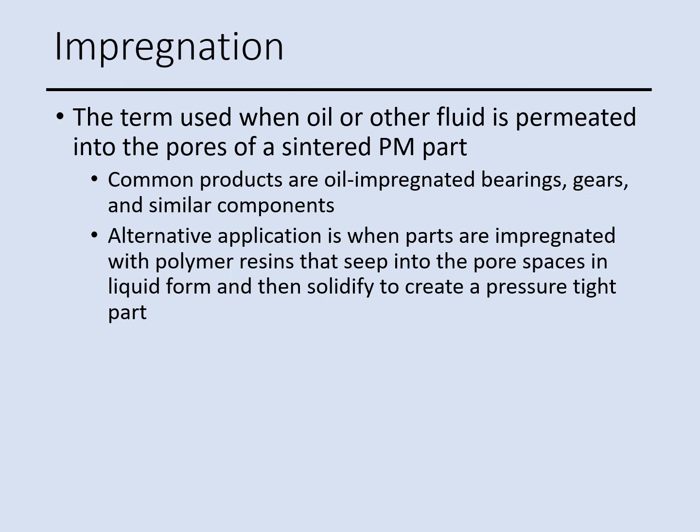In impregnation, we can use oil or another fluid like a polymer that is going to be permeated into the pores of the sintered powder metallurgy part. Some of the examples that use impregnation to improve their performance are gears or bearings. When you have oil in the bearings or gears, their efficiency is going to be higher, so they will function better.